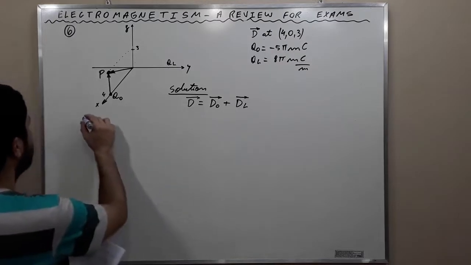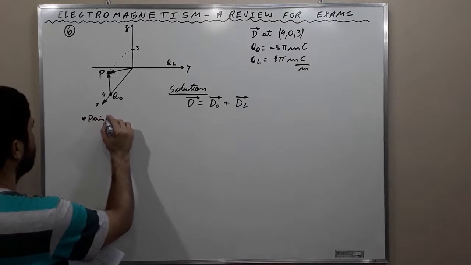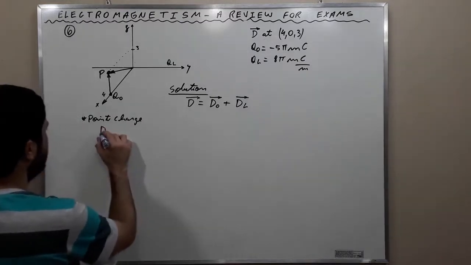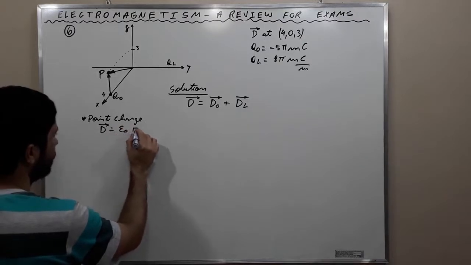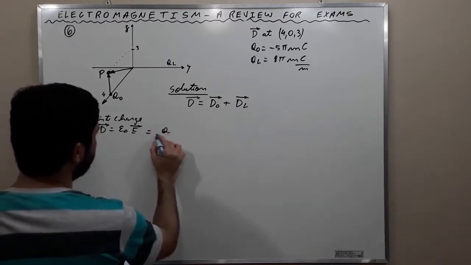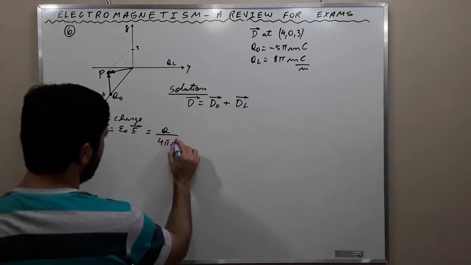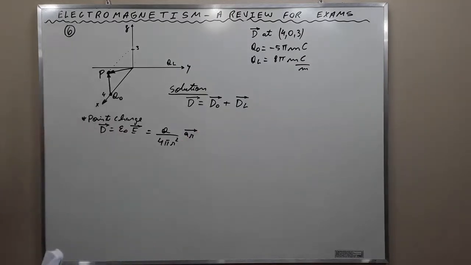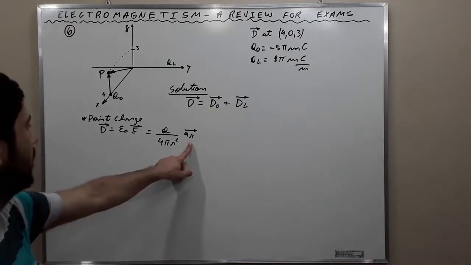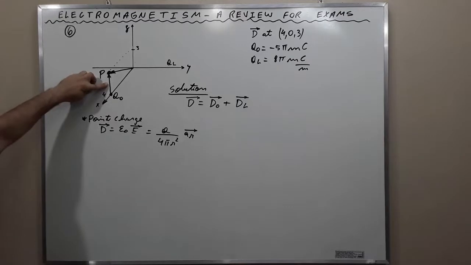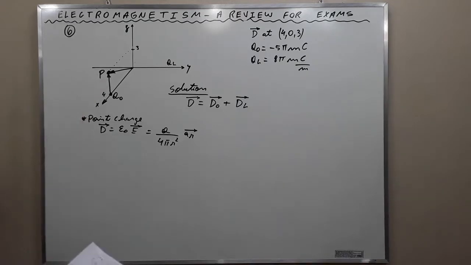For the point charge, we're going to use that D is equal to epsilon zero times the field, which is going to be equal to Q over 4 pi r squared in the AR direction. This is a unit vector that positions this vector here, the vector that goes from the charge to the point where we want to measure the field.